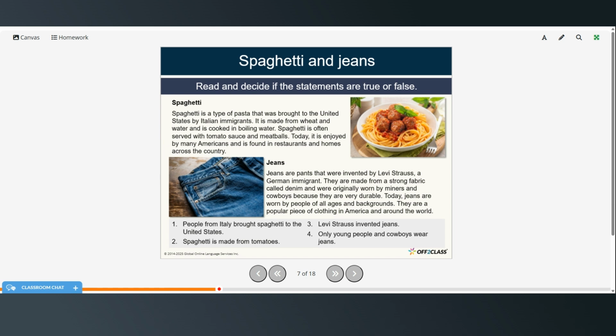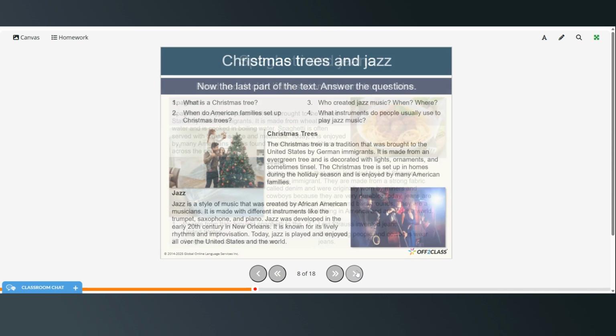So, true or false, people from Italy brought spaghetti to the United States? Well, that's true. Spaghetti is made from tomatoes. No, spaghetti is made from wheat and water. It's served with tomatoes, but it's not made out of tomatoes. Levi Strauss invented jeans. That's true. And only young people and cowboys wear jeans. That's false. Today, everyone can wear jeans.